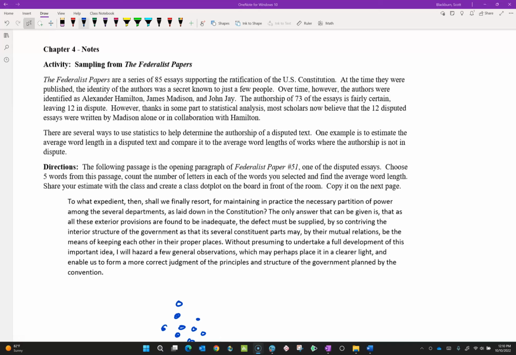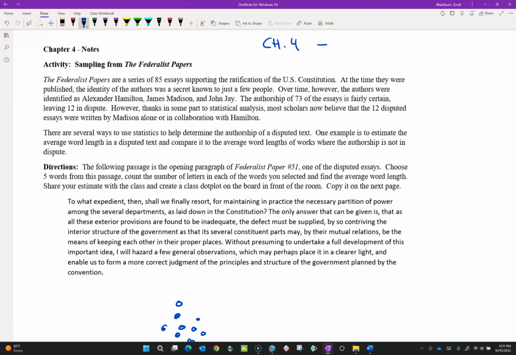All right, we're going to get started with Chapter 4, which is a unit on collecting data, design of studies, that type of thing. Very important unit, but we're going to do it. Section 4.1 is about sampling, 4.2 is about experiments, and 4.3 is kind of putting it all together.